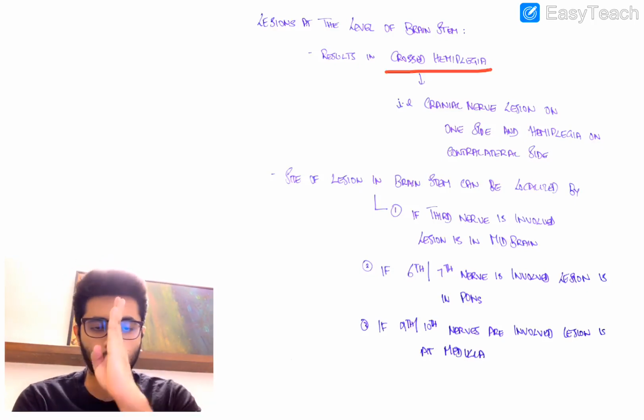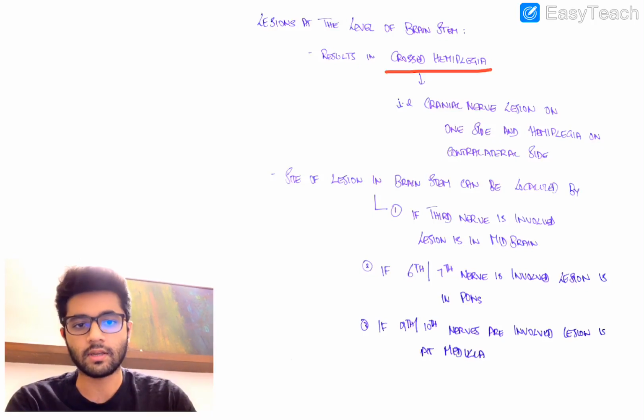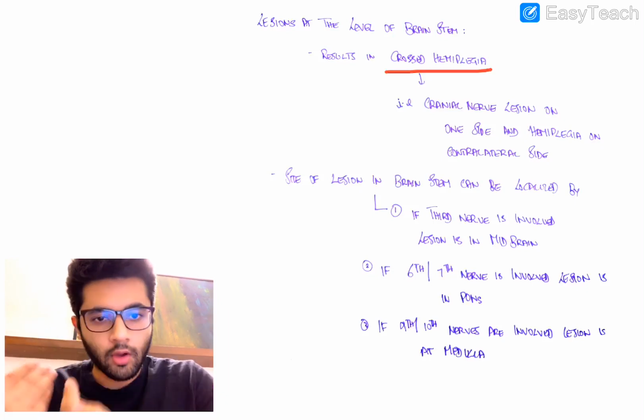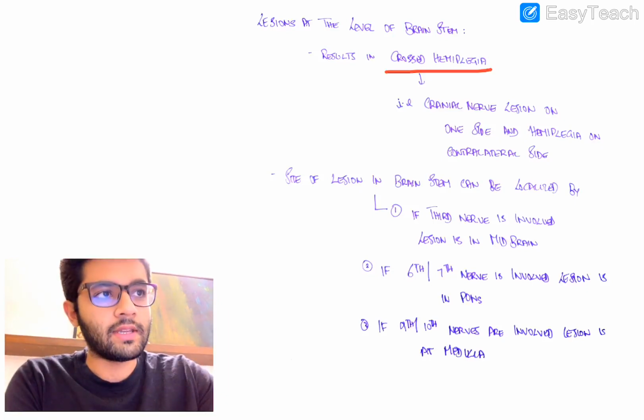So we can identify even the level of the brainstem involvement just by looking at the features. So always remember, crossed hemiplegia is classical of a brainstem involvement. So that's how you remember: internal capsule uncrossed, and crossed hemiplegia in the lesions of brainstem.